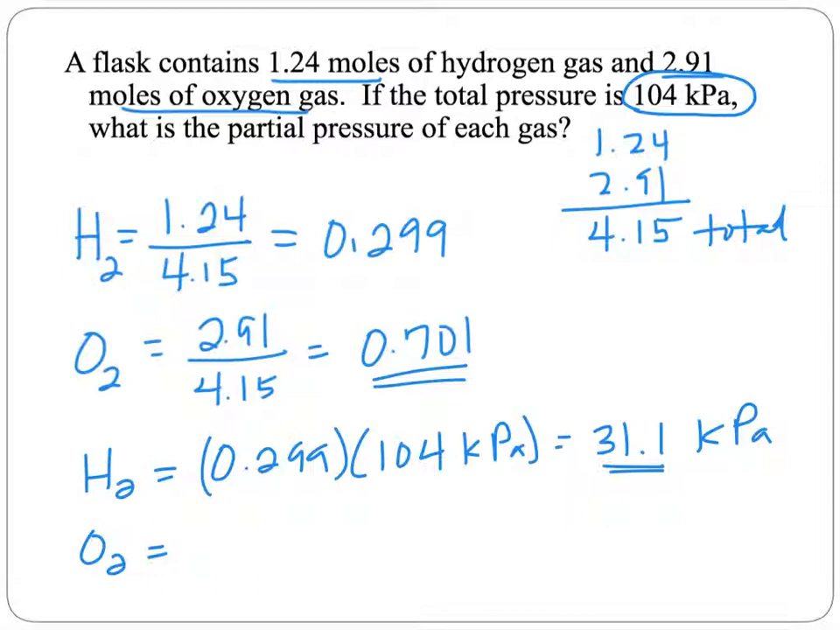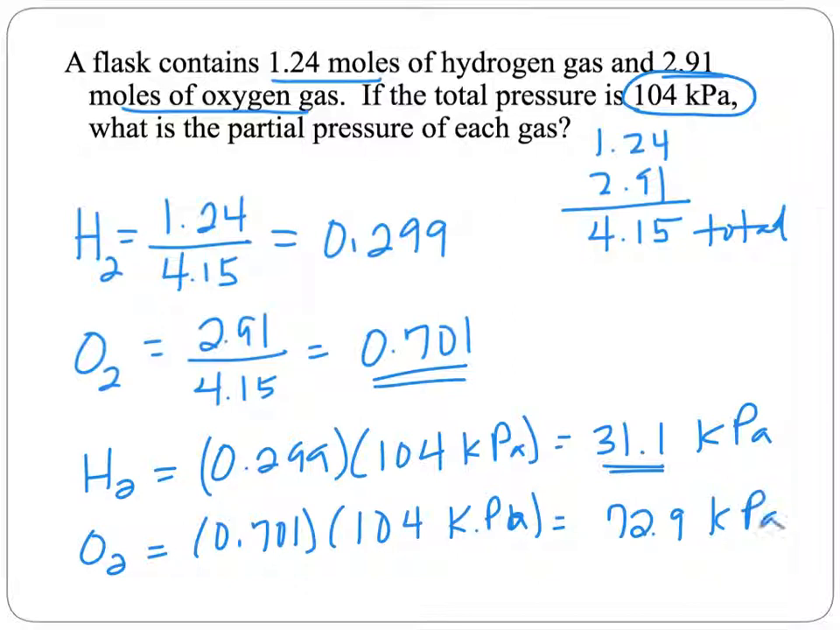For oxygen, we do the same thing. We take its mole fraction, 0.701, and multiply that by the total pressure of 104 kilopascals. And again, if you go ahead and do the math, you'll find that there is 72.9 kilopascals of pressure provided by the oxygen. So this is a pretty straightforward process. You figure out the mole fraction by putting the number of moles of whatever gas you're considering over the total moles, and then you just take that ratio, that fraction, and multiply it by your total to get your partial pressures.